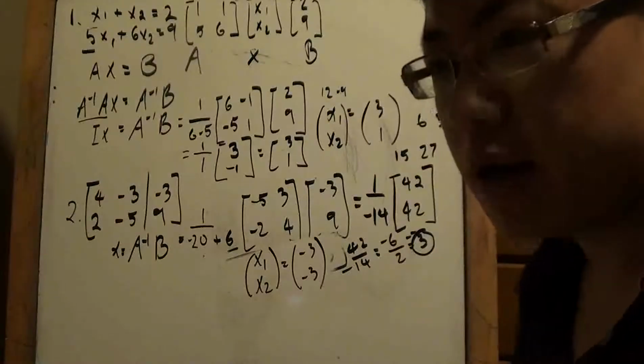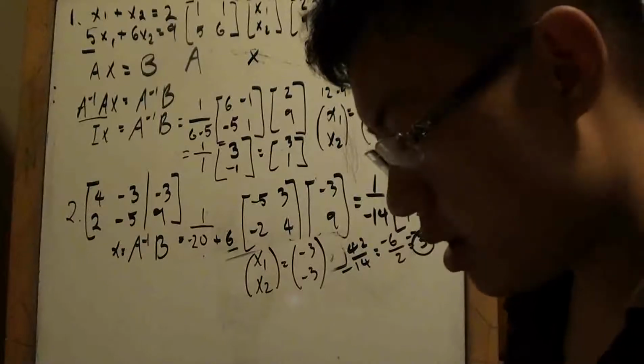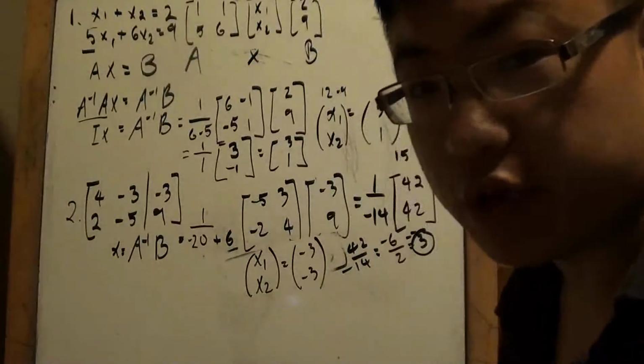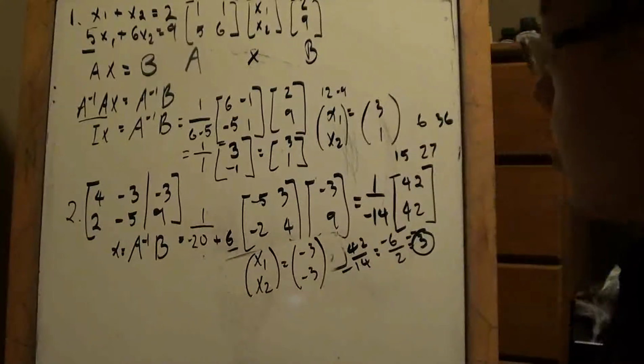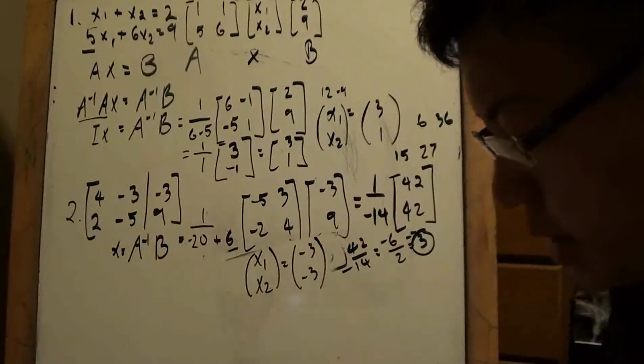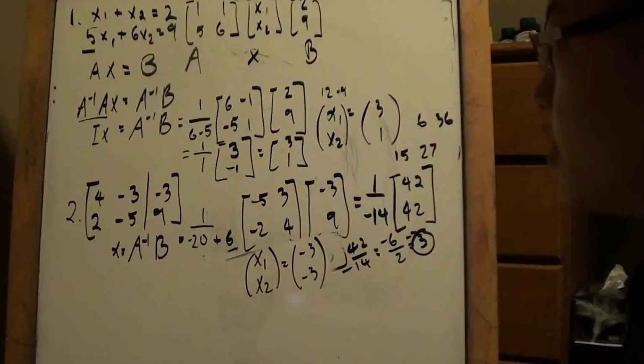Alright, welcome back. This is section 1.6 for linear algebra, and we're going to be starting out with question 1 and 2 and go from there. So the first one, basically you're solving the system by inverting the coefficient matrix and using theorem 1.6.2.